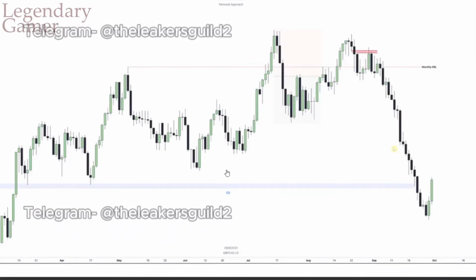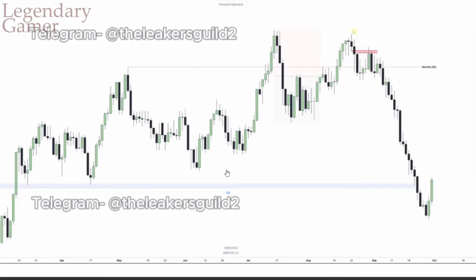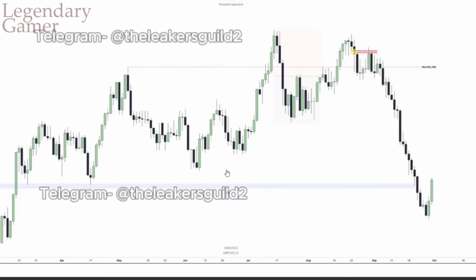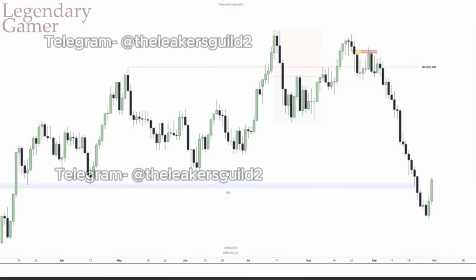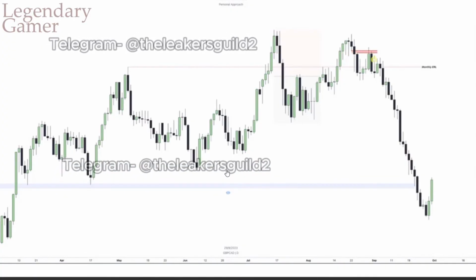Where are we going to be looking for an opportunity? After that SMT formed on these highs here, right, we have a daily fair value gap left behind. So immediately your eye should go for that liquidity pool to continue down its trend lower.